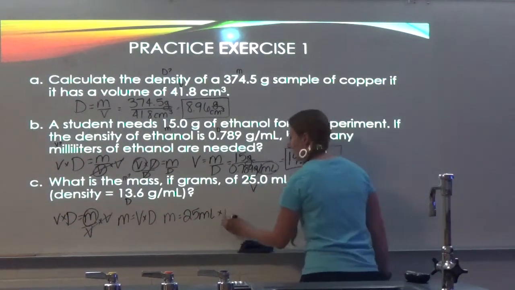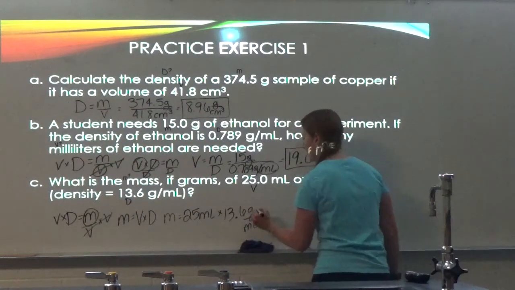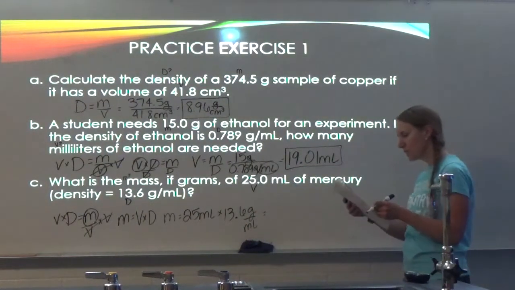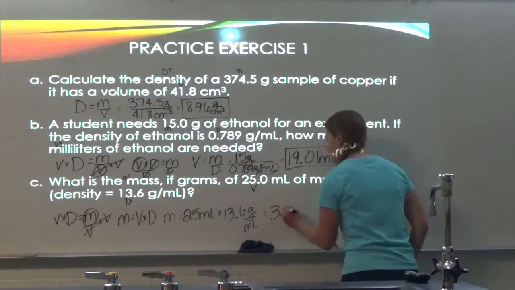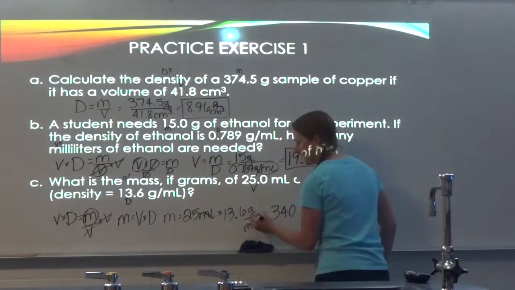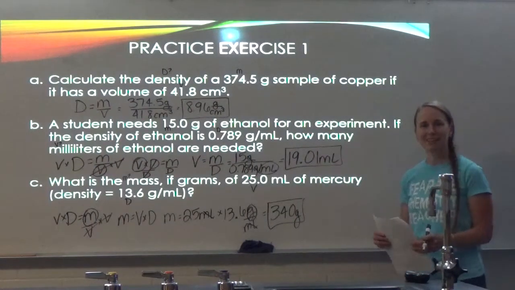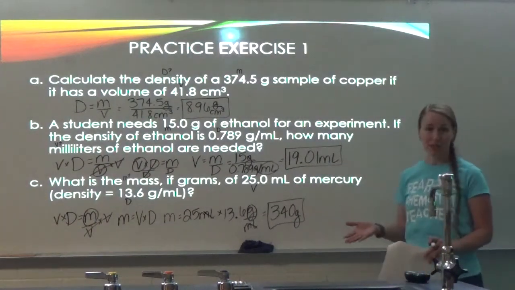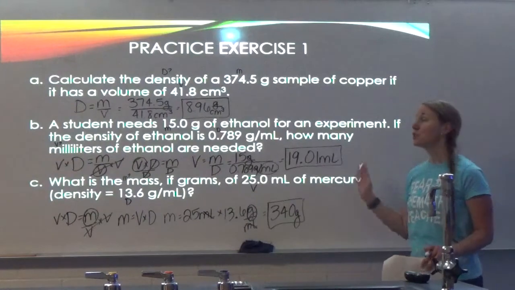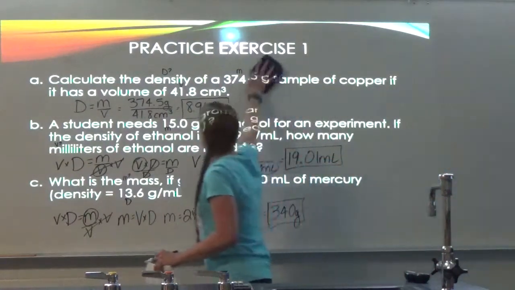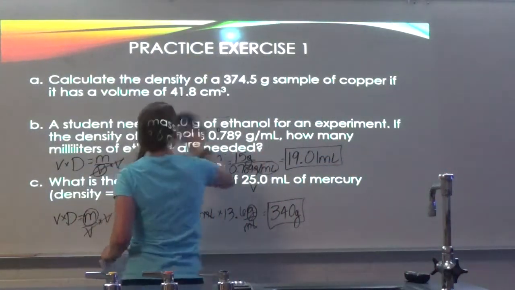My density is 13.6 grams per milliliter. So I just multiply. So I got 340. And then my milliliters cancel, and I'm left with grams. Just like that. So hopefully you got all 3 of these right. You easily should have gotten all 3 of these right. Okay, so let's move on.